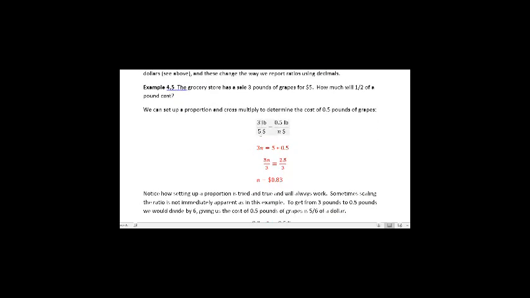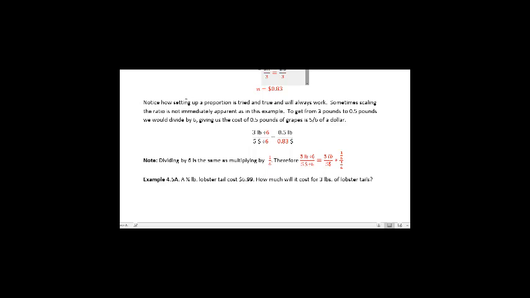The grocery store has a sale of 3 pounds of grapes for $5. 3 pounds for $5, right? How much will a half a pound cost? Well, again, it's a straight proportion. 3 pounds to $5 equals 0.5 pounds to N dollars. Cross multiply and divide, and you get 83 cents. Notice how setting up a proportion is tried and true and will always work.